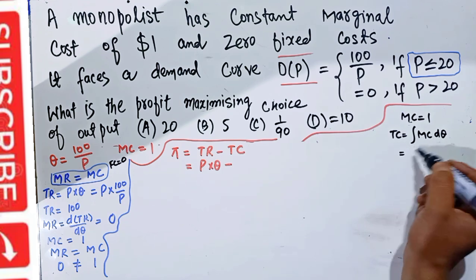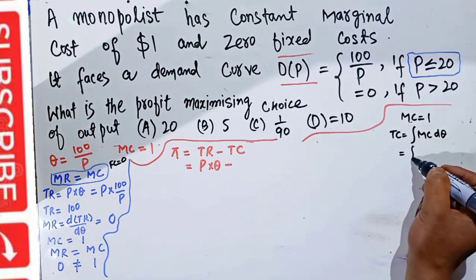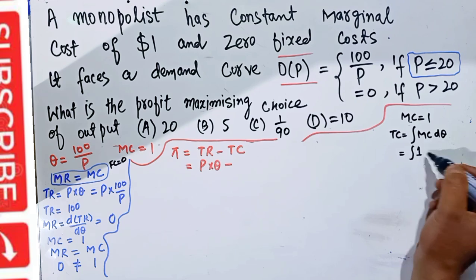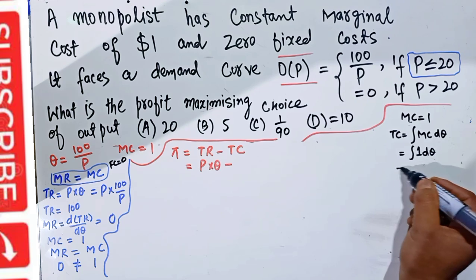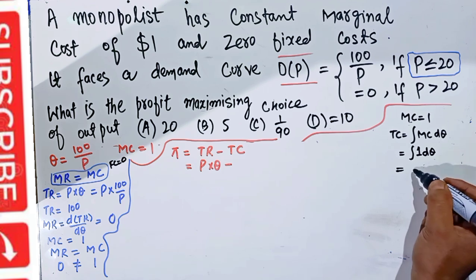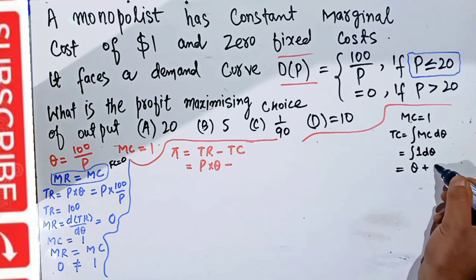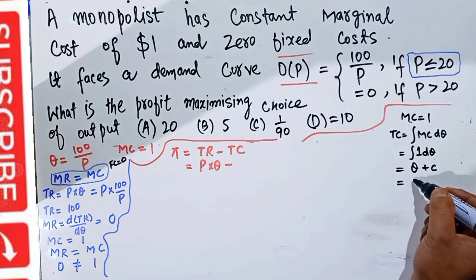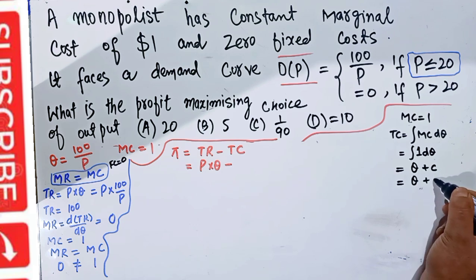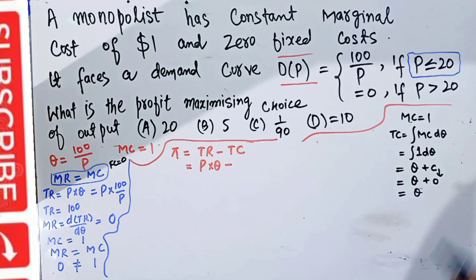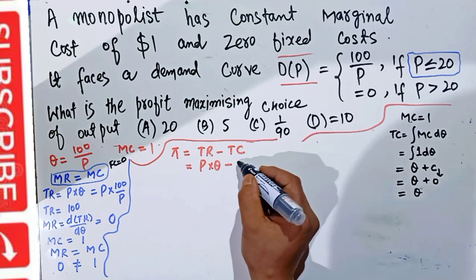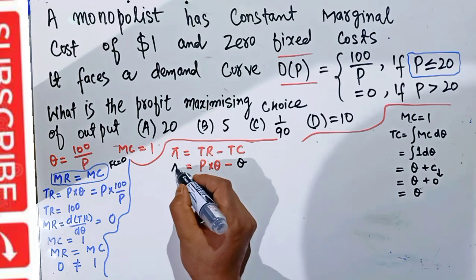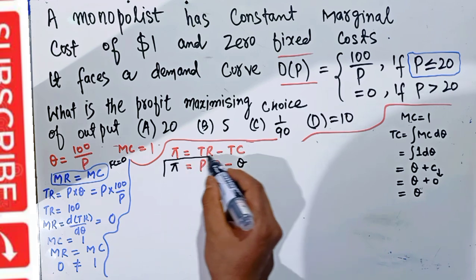So total cost will be the integral of marginal cost, so marginal cost is 1 dq. Now the integral of 1 with respect to q will be q plus the constant of integration. Since the constant of integration usually denotes the fixed cost, we will have q plus 0 because fixed cost is equal to 0. That means total cost will be equal to q here. For this monopoly, this will be the profit function.